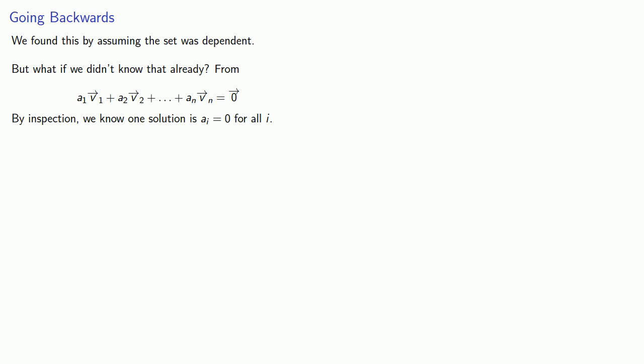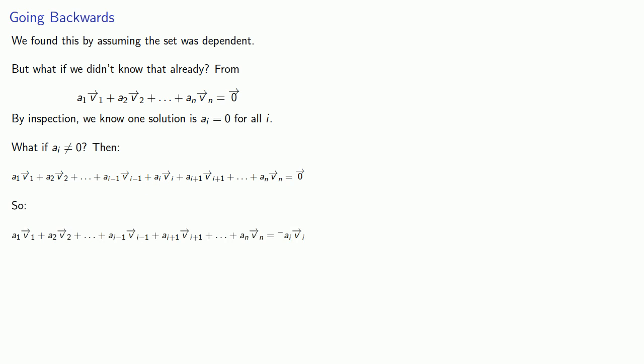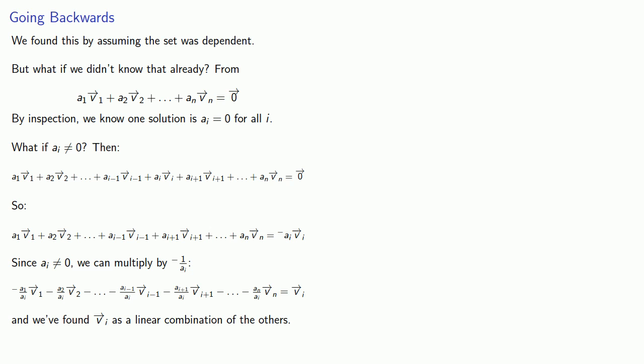Now it's important to notice that we got to this conclusion by starting with the idea that the set was dependent, that we could express one of the vectors as a linear combination of the others. But what if we didn't know that already? Well, we might start with our equation once again, and by inspection, which is to say just looking at this equation, we know that there's one solution if we make all of these coefficients a_i equal to 0. But what if we have a solution for a_i not equal to 0? So then our equation becomes this, and someplace buried in here is that non-zero coefficient. So I'll solve the equation for that term. And because the coefficient is not equal to 0, I can multiply by negative 1 over a_i. And this gives me v_i as a linear combination of the other vectors.